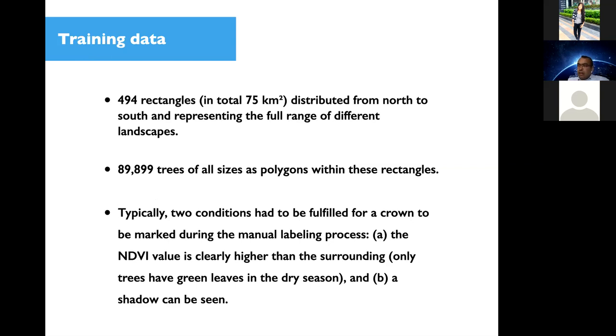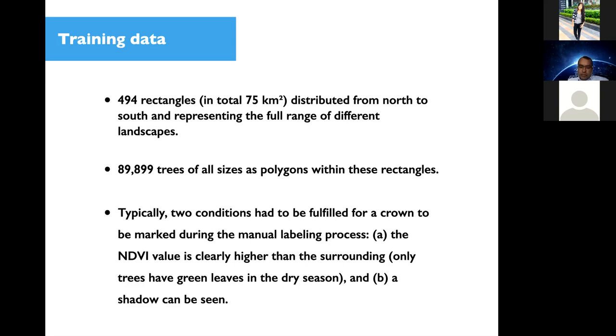And one particular thing that we asked the annotators was that two conditions must be fulfilled for something to be labeled as a tree. First, the NDVI value should be clearly high. As I told you already, NDVI was originally used to detect trees from space, so it's a very nice indicator of whether something is likely to be a tree or not. And the second thing was that a shadow should be seen.